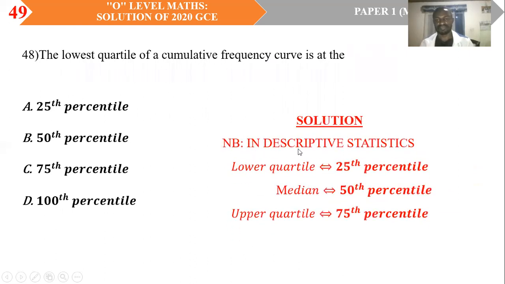Note that in descriptive statistics, the lower quartile is equivalent to the 25th percentile, the median is equivalent to the 50th percentile, and the upper quartile is equivalent to the 75th percentile. Thus, in this case, the lower quartile of a cumulative frequency curve is at the 25th percentile.